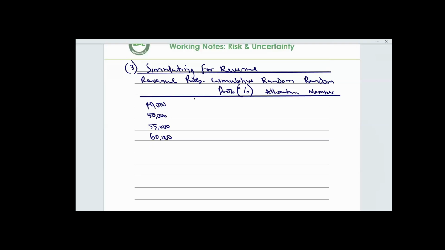Give me the probability for revenue. 0.15, next 0.40, next 0.30, and then 0.15.